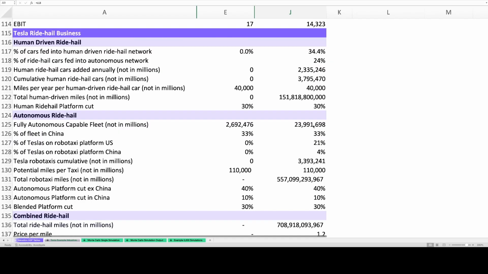Another key and very important assumption here. ARK expecting almost 24 million Teslas to be capable of full autonomy by 2027. We can see the breakdown here, the percent of the fleet in China, in the US, etc. ARK also expecting that in 2027, an average robo-taxi will do 110,000 miles in a year. For context, my own assumptions in my valuation model, 2027, in the base case, I'm at 36,500 miles. In the bull case, about 45,000 miles, so about half ARK. I do, however, have robo-taxi miles scaling close to 100,000 per year early in the 2030s.